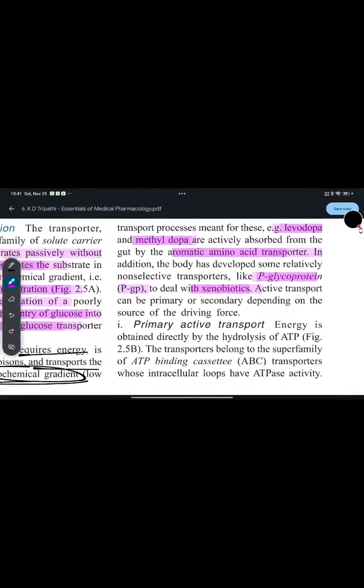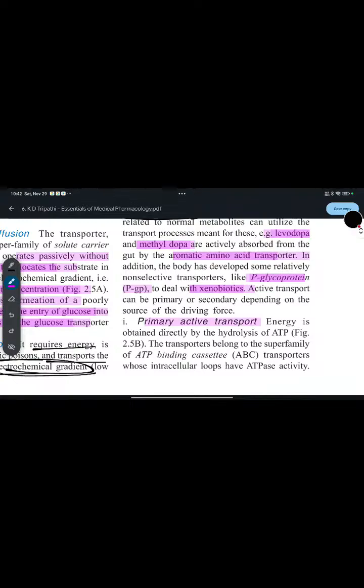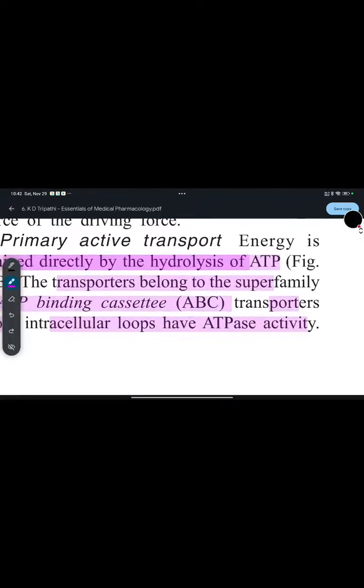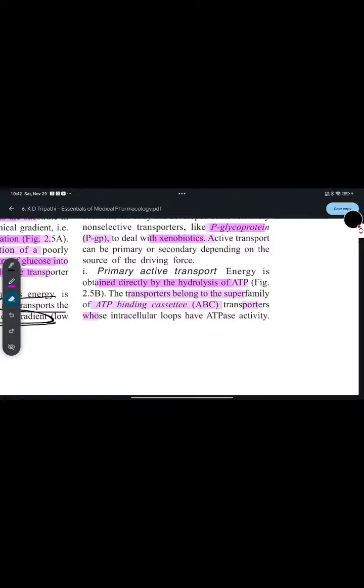So active transport can be primary or secondary depending on the source of the driving force. Primary active transport: energy is obtained directly by hydrolysis of ATP. Obviously, in active transport there will be uptake of energy, so that energy is obtained directly by hydrolysis of ATP. The transporters belong to the superfamily of ATP binding cassette, ABC transporters, whose intracellular loop has ATPase activity. This ATPase activity is an enzyme activity.